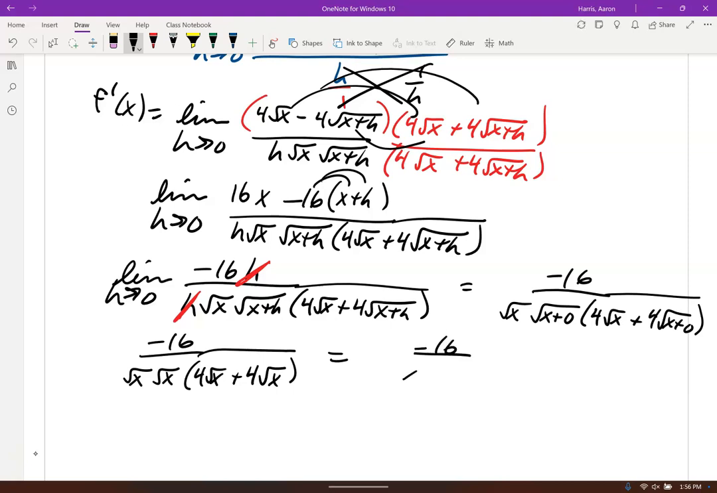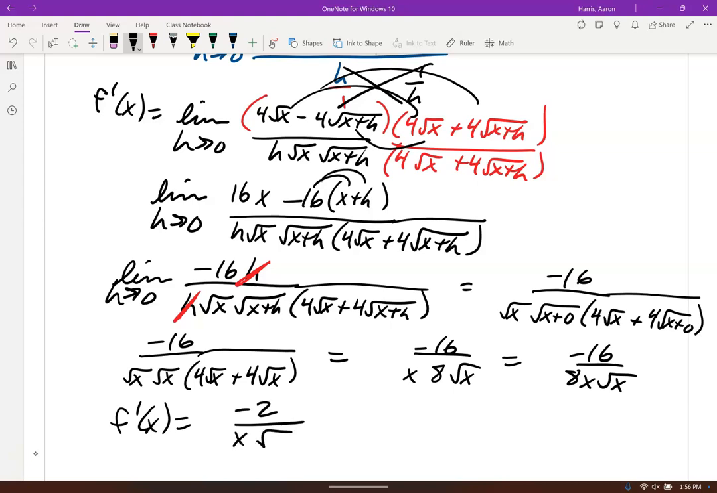Square root of x times square root of x is just x. 4 root x plus 4 root x is 8 root x. So I have negative 16 over 8. Let me write it this way. Negative 16 over 8 x root x, which is negative 2 over x root x.